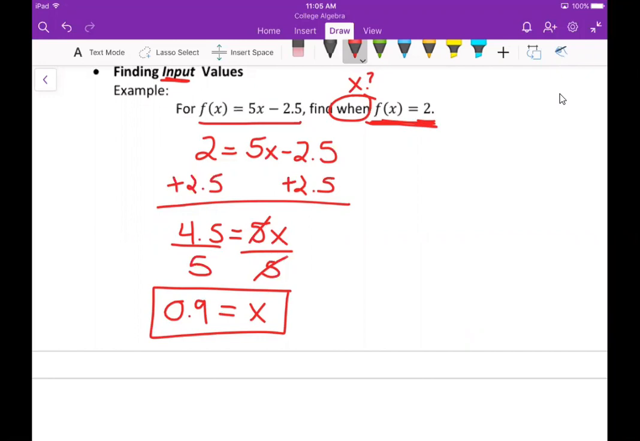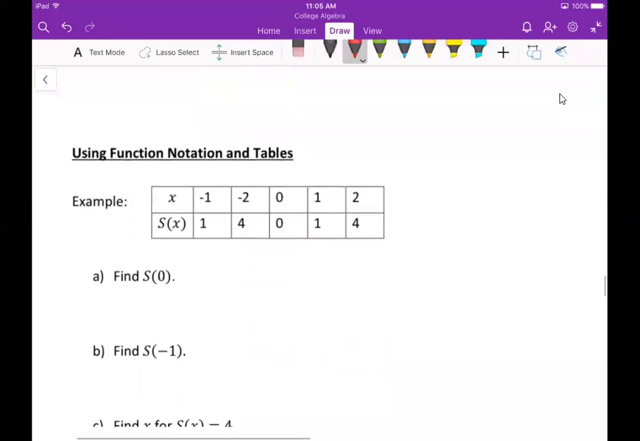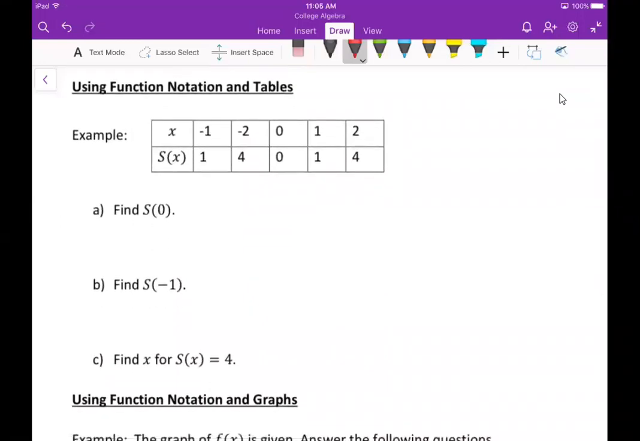All right, we can also find these input and output variables given a table. So let's look at what function notation in tables looks like. So here's our table. We have our input on top and our output on the bottom. Our output is now in that function notation. So here again, we just have a list of ordered pairs that satisfy the function s of x. So can you find for me what s of 0 is? That means you're given an input and you're looking for the output. You're given the input is 0 and you're looking for the output. So if my input is 0, my output is 0.